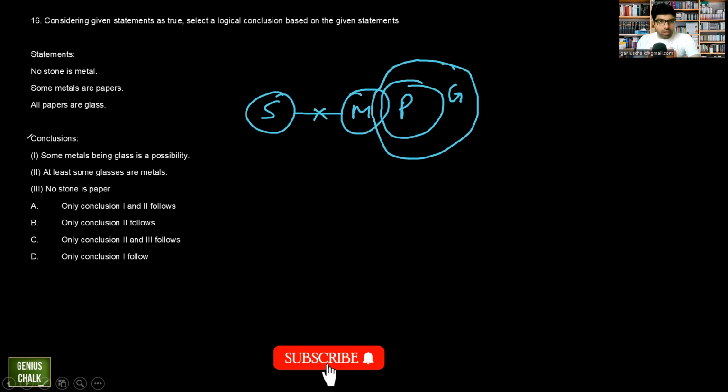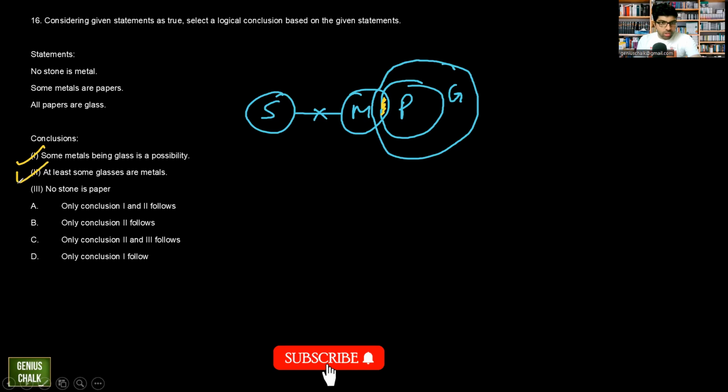Okay. Now, these are the conclusions. We have to check it. Some metals being glass is a possibility. Yes, it is there. You can see some metals are there in this glass. This is also a possibility, and actually it's clear. So conclusion one follows. This is correct. At least some glass are metals. You can see some glass are metals already.